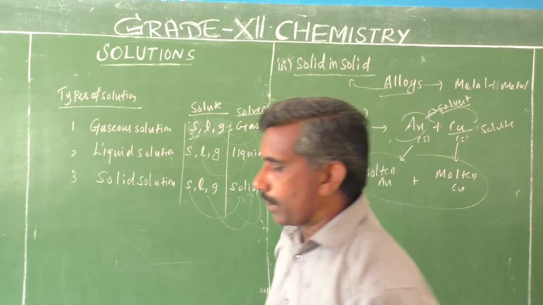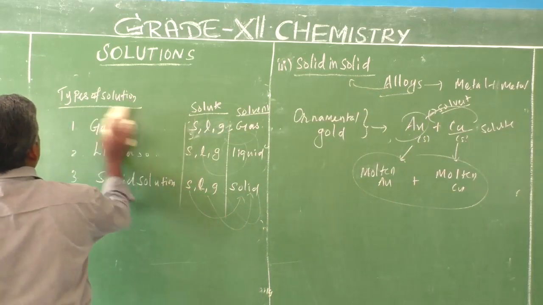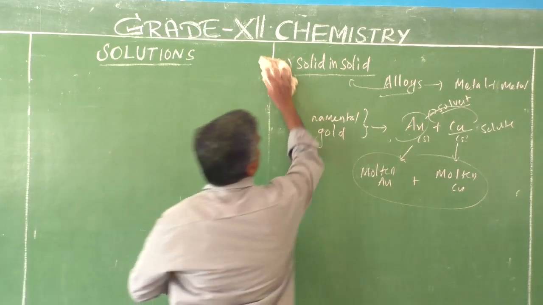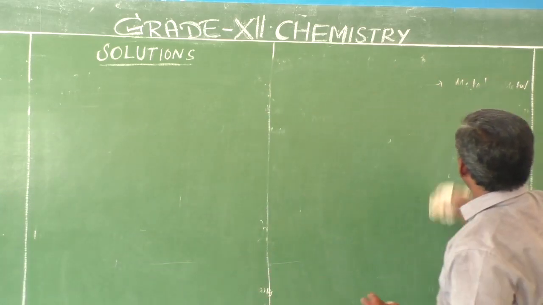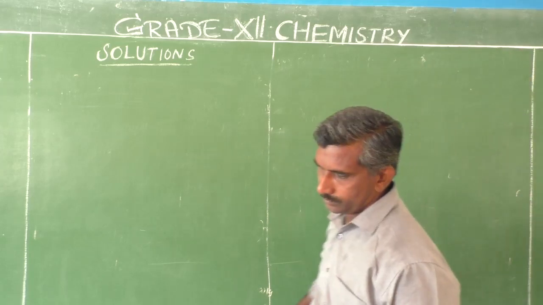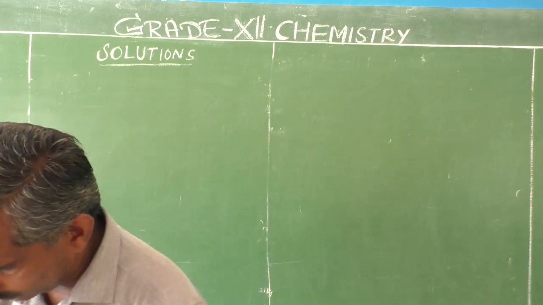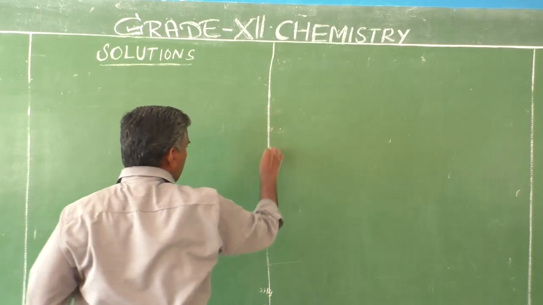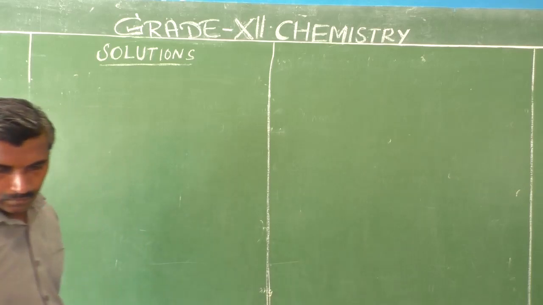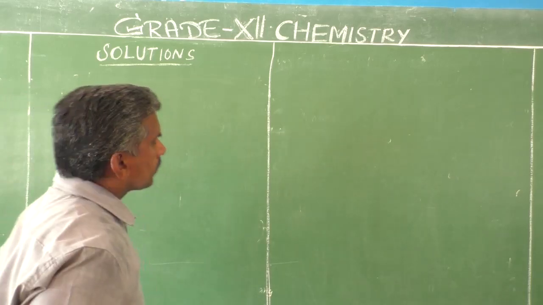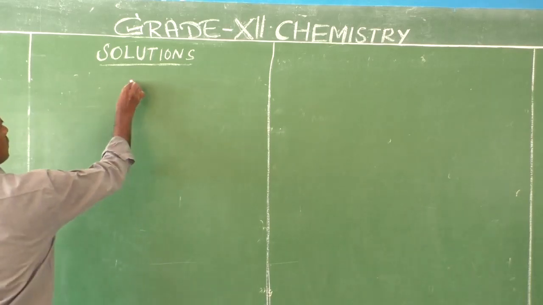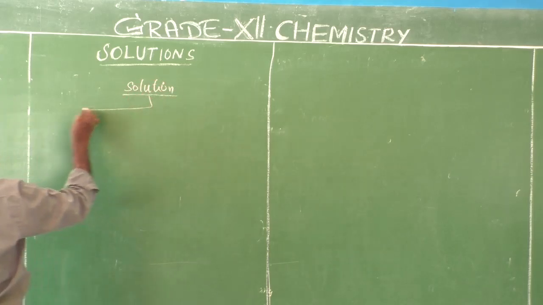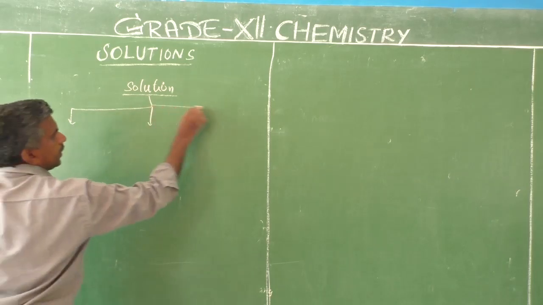In your textbook, there is a table for this. Next is not there in the textbook.